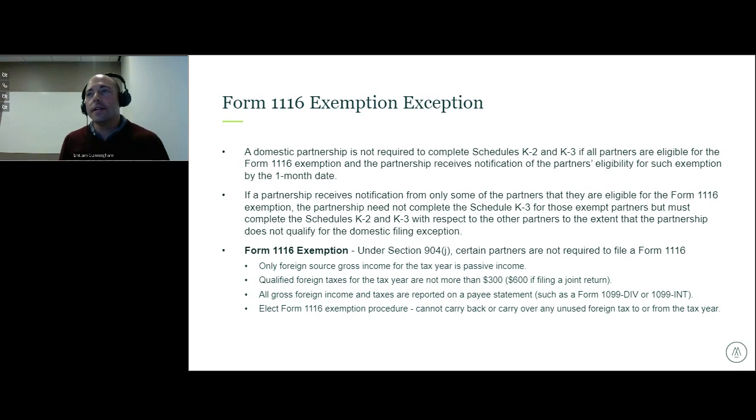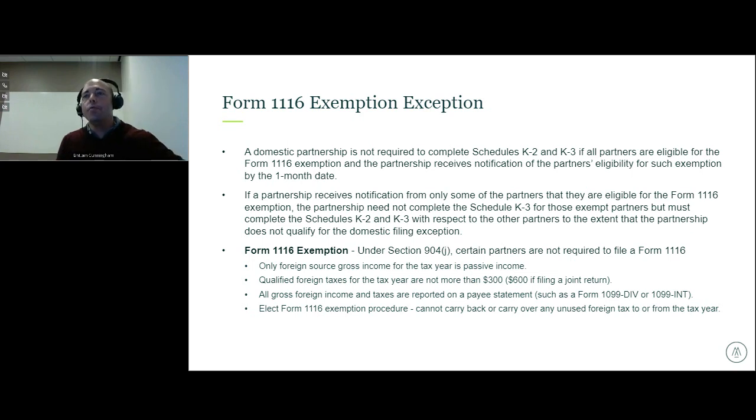There is one other exception I want to highlight here, but I think it's a limited exception. This is the Form 1116 exemption, and I didn't double up, that's exactly how it's written in the instructions. So there is an exemption for individuals that they would not need to file a Form 1116 to claim a foreign tax credit in certain circumstances. In the interest of time, I won't read through all this, but it's very close to the requirements for the foreign activity that we had with this domestic filing exception.